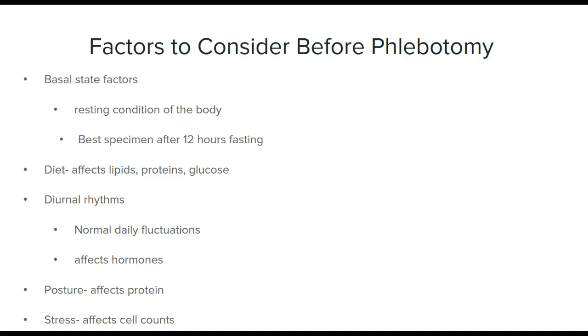Diurnal rhythms are daily fluctuations of mainly hormones. There are certain tests that are higher at a certain time of the day in our bodies, like cortisol. Cortisol is supposed to be higher in the morning. Posture can affect the protein. Stress can affect the cell counts. So the best specimen is when the body has rested, and the specimen is done early in the morning after 12 hours of fasting.